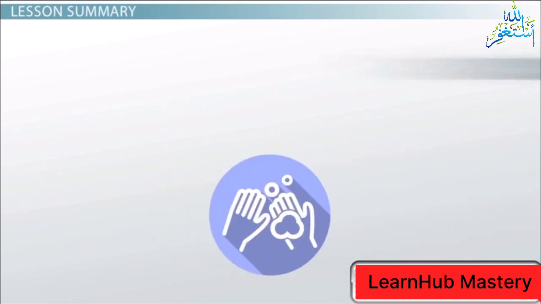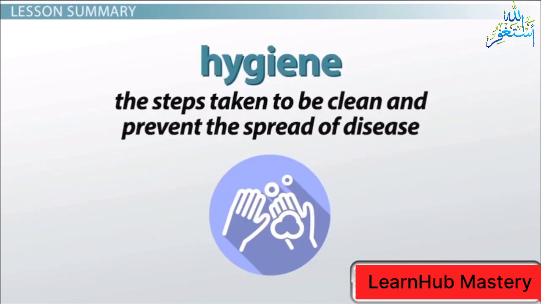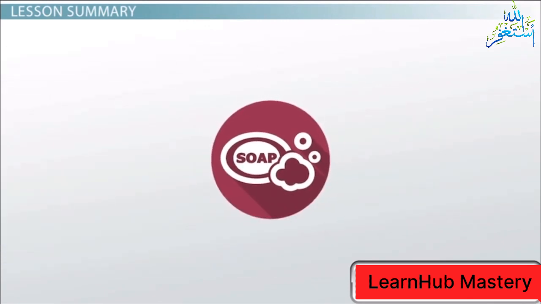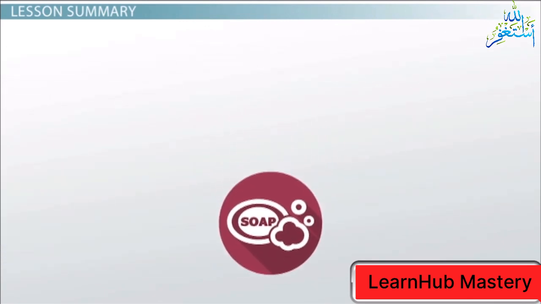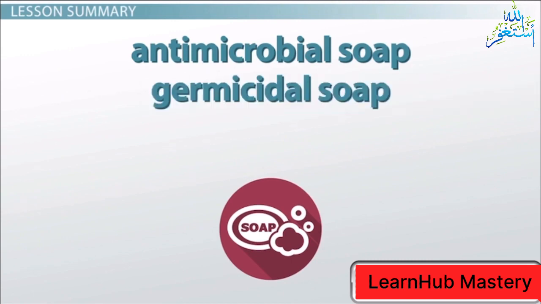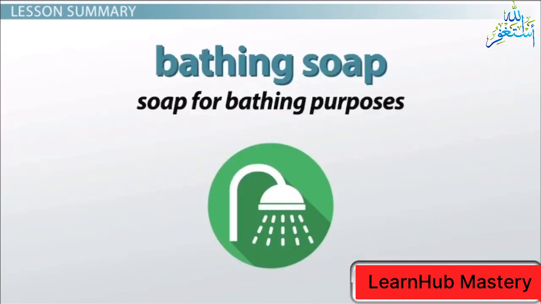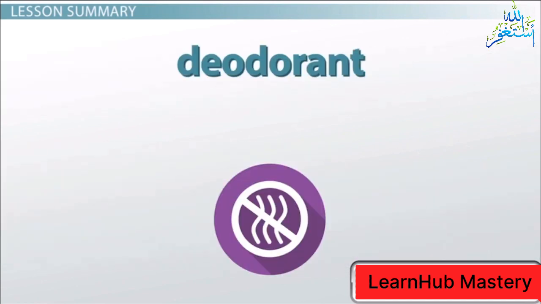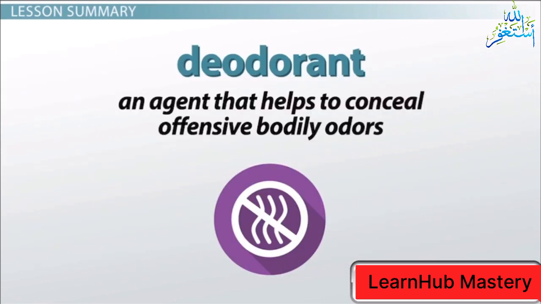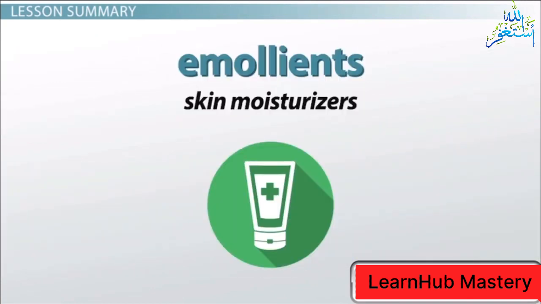We learned a little about hygiene, which is the steps taken to be clean and prevent the spread of disease. The different hygiene agents for the skin that we discussed include antimicrobial soap, also called germicidal soap, soap that kills the different types of microbes and removes them from the skin, bathing soap, soap for bathing purposes, deodorant, an agent that helps to conceal offensive bodily odors, emollients, skin moisturizers.